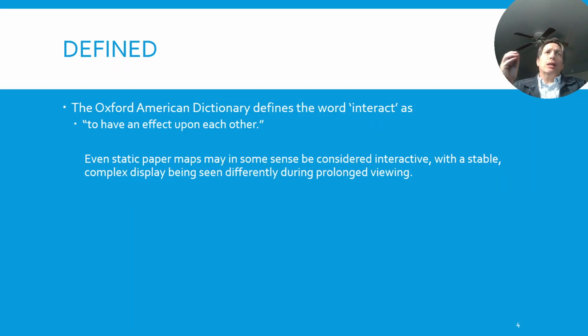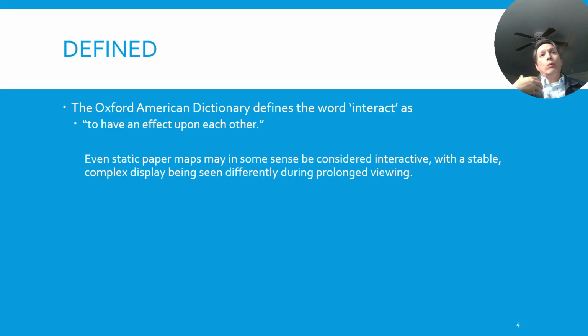Then, when we are talking about interaction and we look into the dictionary, it is going to be to have an effect upon each other. That's basically to interact. Even a static paper map, in some sense, is going to be considered interactive. It is a stable, complex display being seen differently. If you look at a map, then you are going to start discovering new elements, more details, things that are hidden. And that's going to help you to create even more ideas.